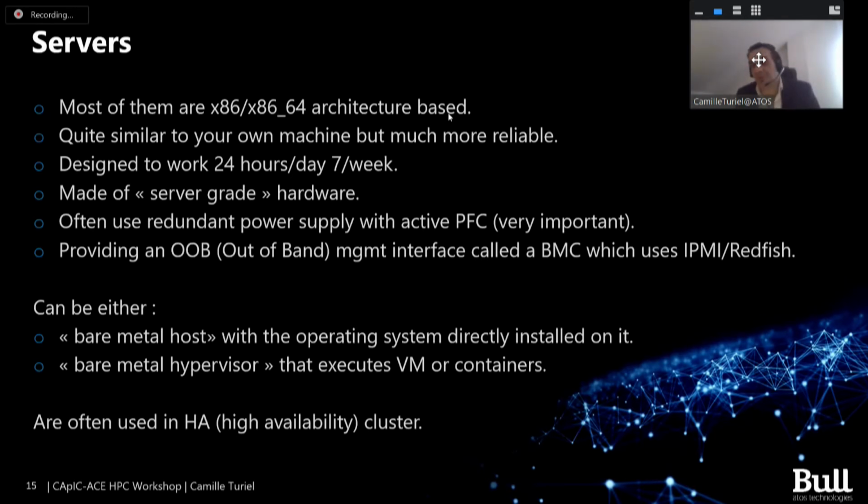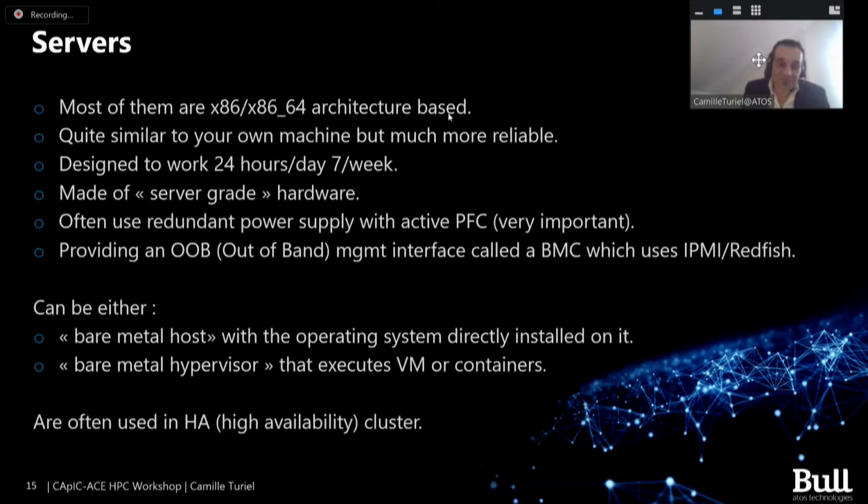So almost all servers are using active PFC power supply. And another specific thing about servers is that almost all of them are using what we call an OOB. I don't know if you are familiar with these terms. If not, I can elaborate a bit. What we call OOB is a concept, out of band.